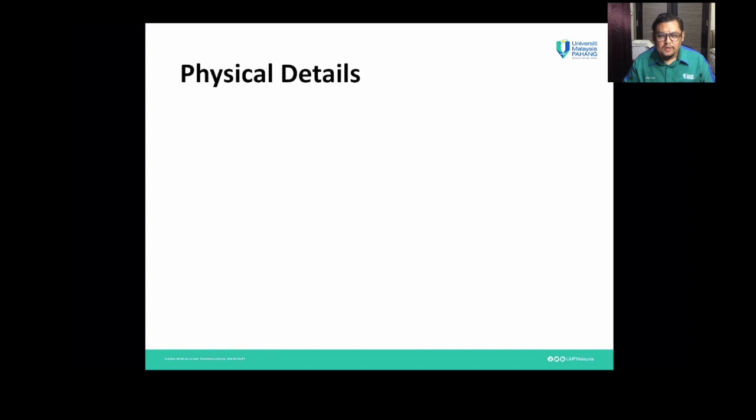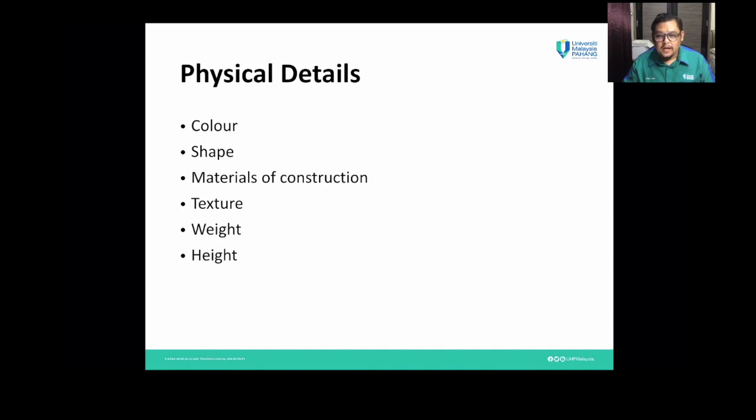Now, physical details, for example, like colors, shape, materials of construction, texture, weight, height, and depth. And all these are called sources of description. Well, sources of description is a very crucial part in this, particularly in technical description. And I will not get into details on this, but we will have another session on sources of description.